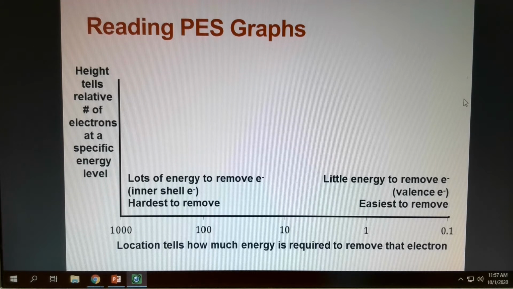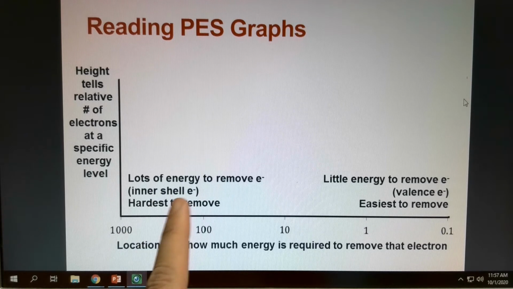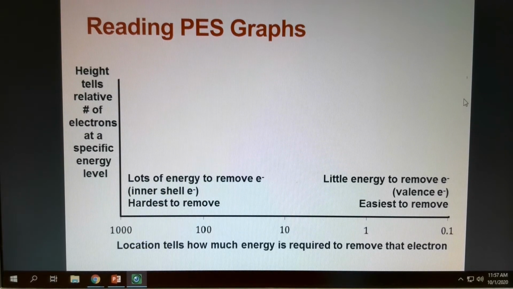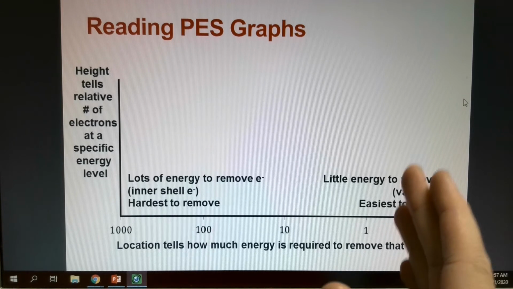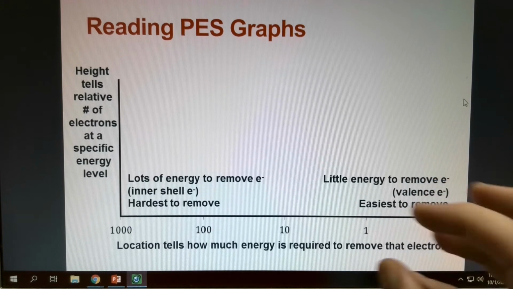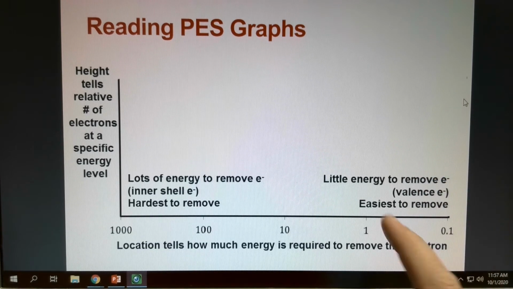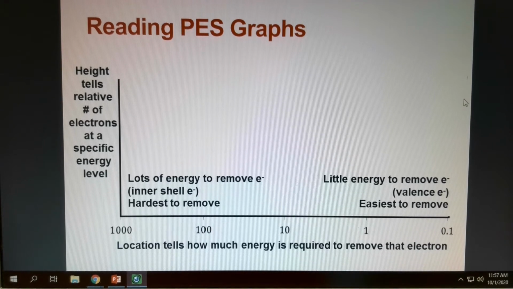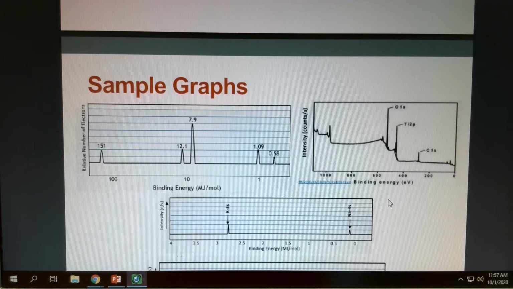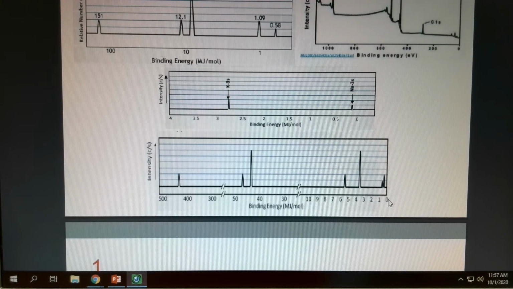The peaks closest to the y-axis require lots of energy to remove the electrons. Those are going to be your inner shell, the ones closest to the nucleus, the hardest to remove. The ones that are further to the right are going to require the least amount of energy. Those are furthest out, most likely your valence electrons, and they'll be easiest to remove. Location tells how much energy is required to remove the electron. So here's a few samples of what you might see.